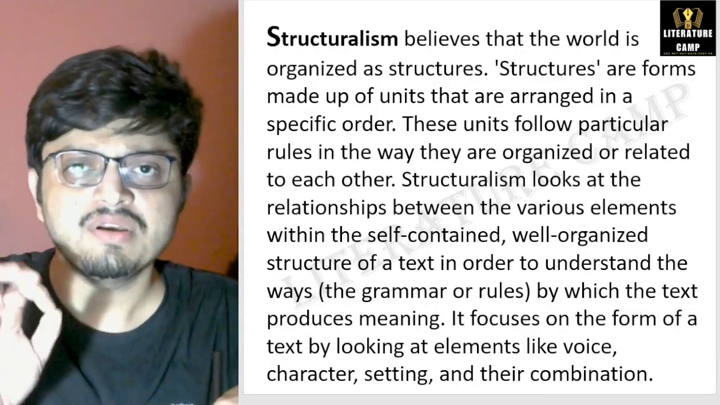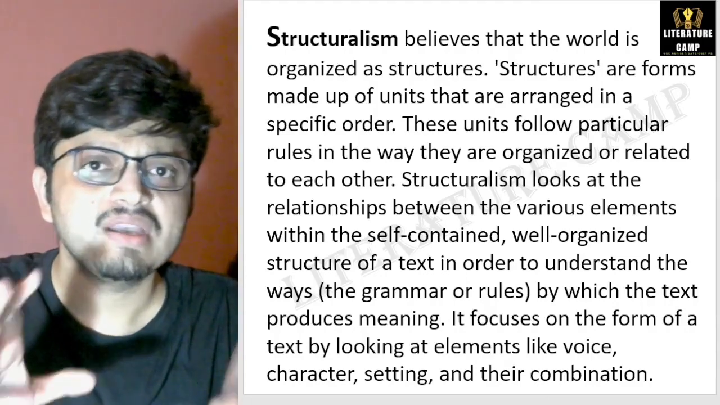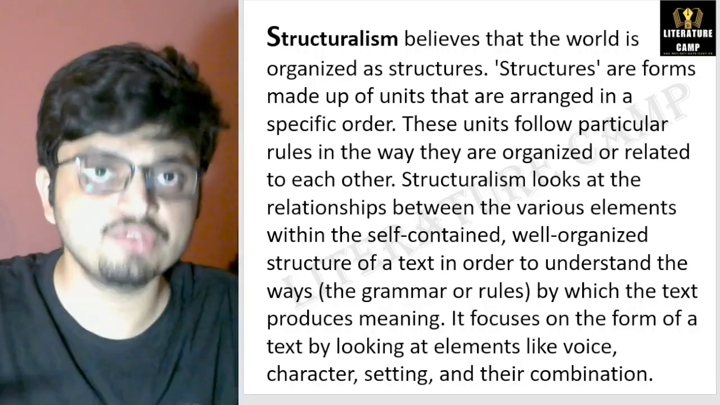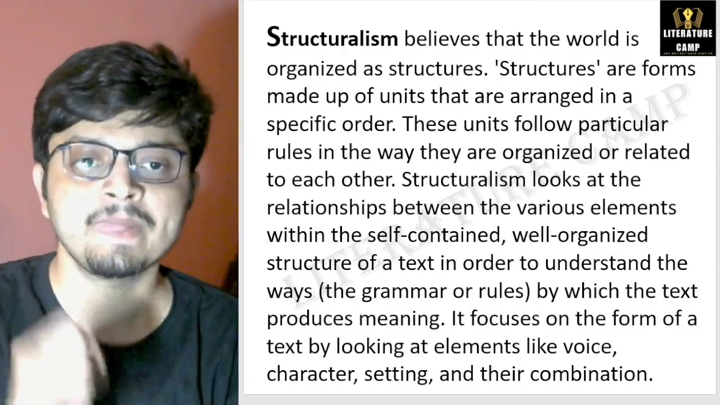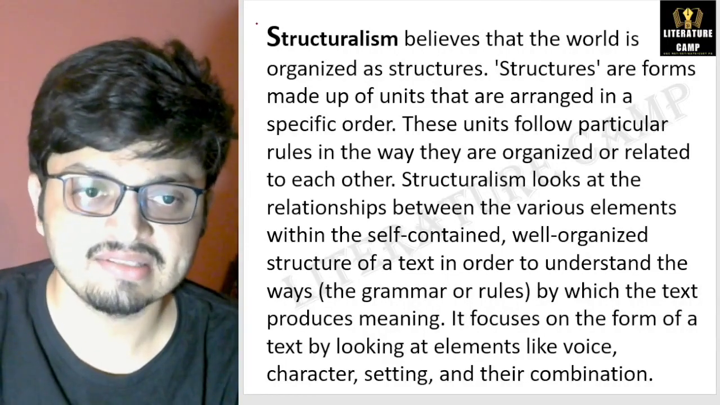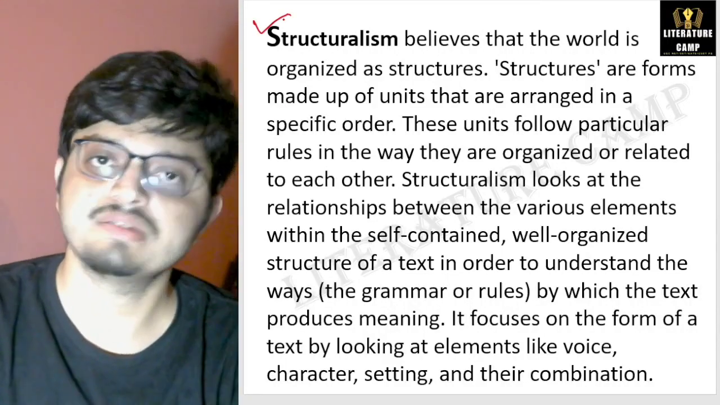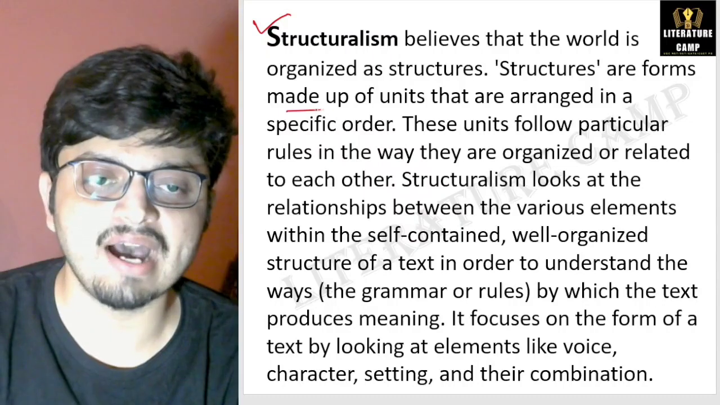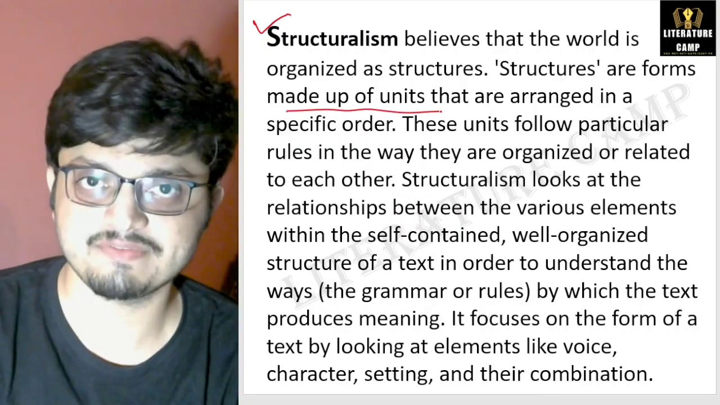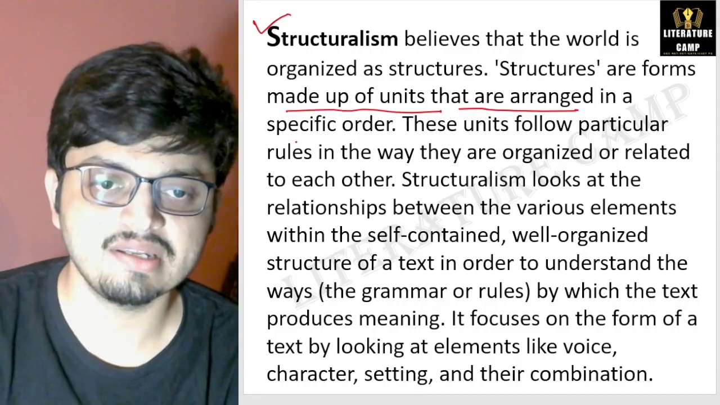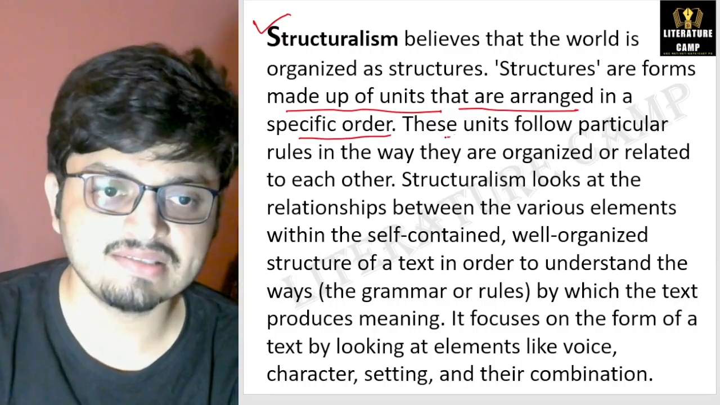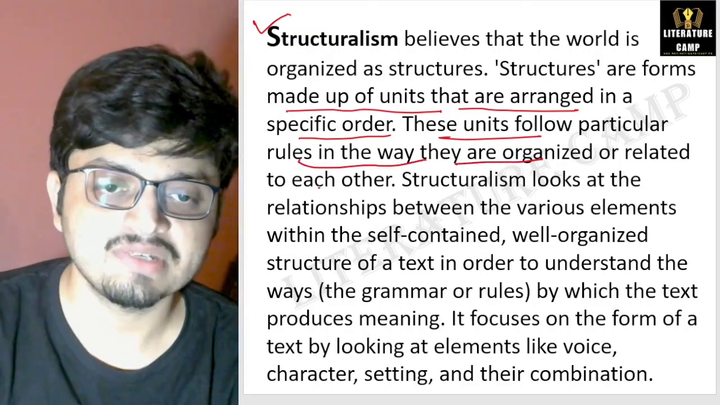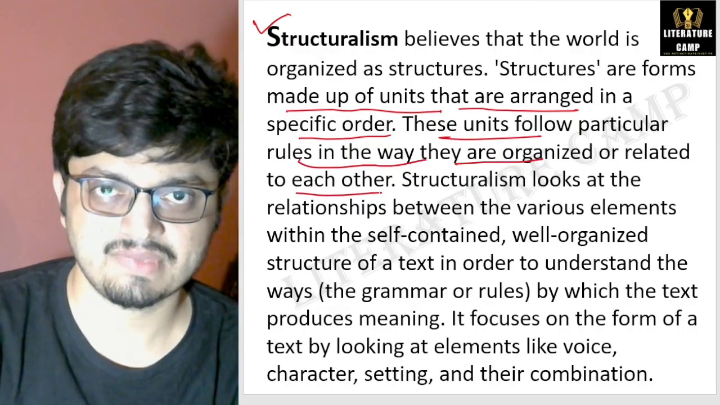So structuralism focuses on the interconnections, the interrelationships between the elements of a structure, which produces the meaning of the structure as a whole. So structuralism believes that the world is organized as structures. Yes, structures are forms made up of units, the elements I have mentioned, that are arranged in a specific order. These units follow particular rules in the way they are organized or related to each other. Yes, they have a connection.